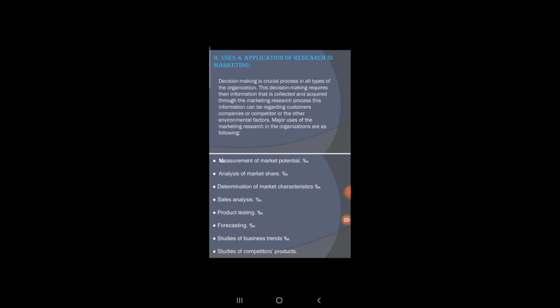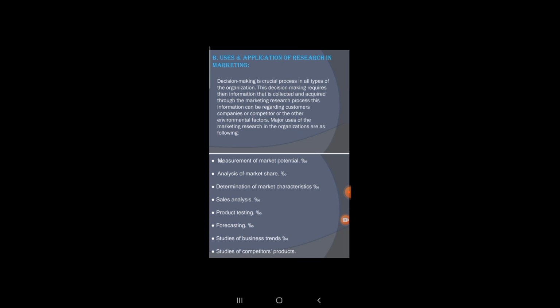Uses and applications of research in marketing. Decision making is a crucial process in all types of organizations. The decision making requires information that is collected and acquired through the marketing research process. This information can be regarding customers, companies, competitors, or other environmental factors.